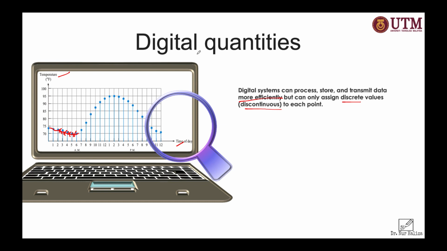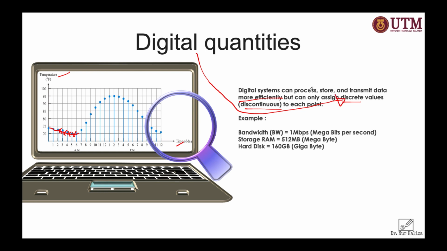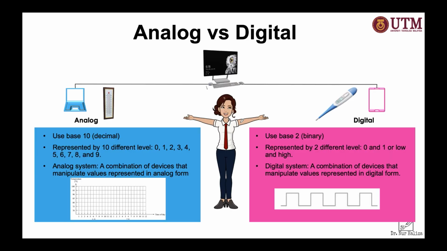Same as in the previous video, I said digital has a key, which is that it is discrete. And here are examples like bandwidth, storage, RAM, and also hard disk.